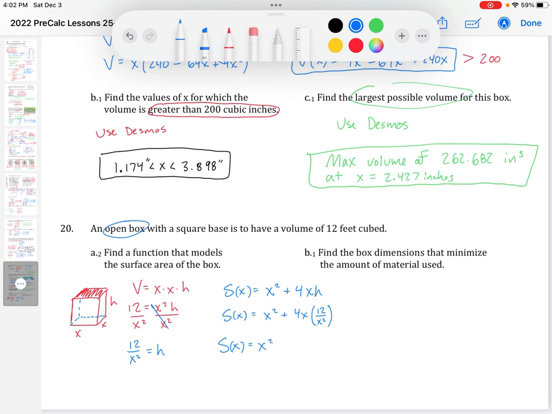All right, and then we're just going to simplify a little bit. So we have x squared plus 4 times 12 is 48. And then what happens is this x cancels this square. So then it's just 48 over x. So then that would be your surface area in terms of x. All right, and then notice again, this is not a quadratic because you have this x in the denominator. So in order to find the box dimensions that minimize the amount of material used, you guessed it one last time, we're going to use Desmos to find that value.